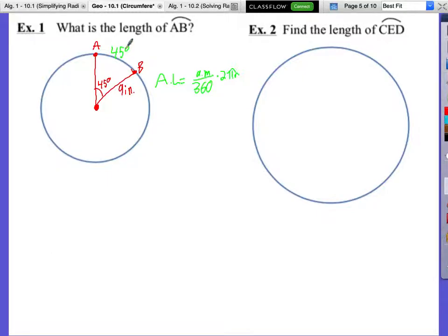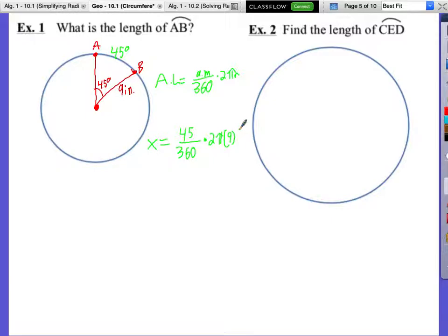So the red is what we were given, the green is what we're working from now. So you can find arc length. What do you want to call this arc length? You don't know what it is, so could we call it x? X equals what over 360? 45 over 360 times 2 times pi times 9. That's how we set up our formula.